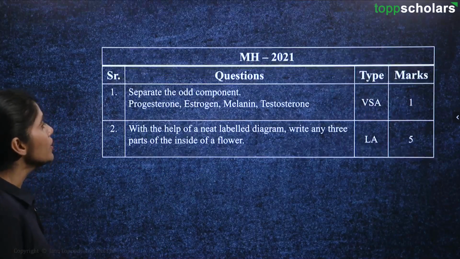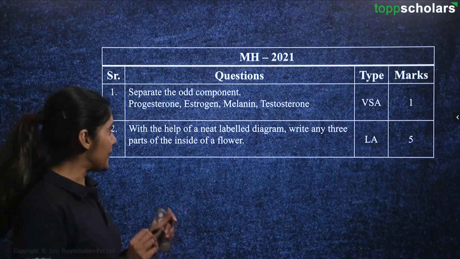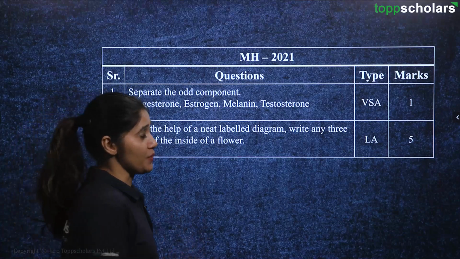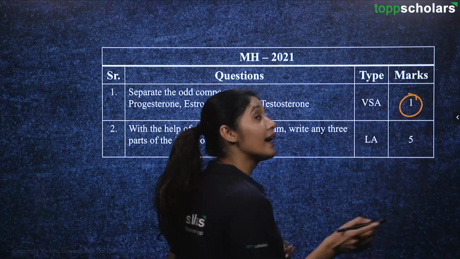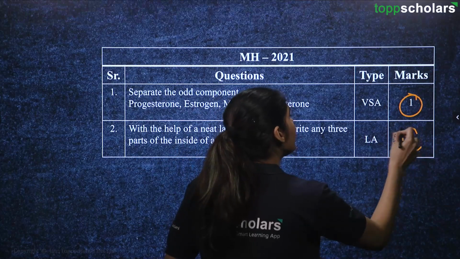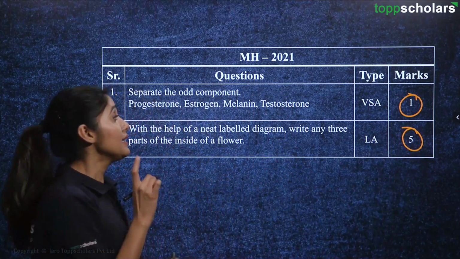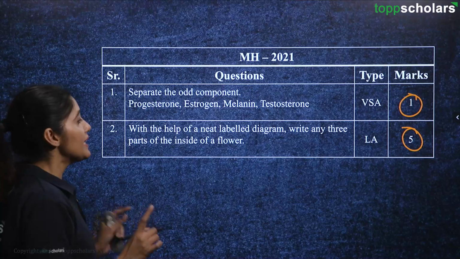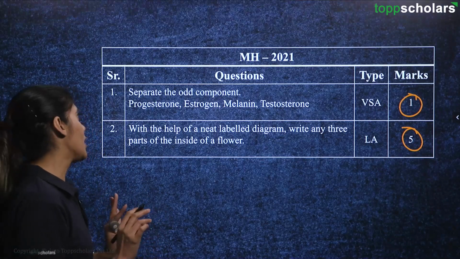Now, let's move on to the year 2021. Here we have two questions. One is of 1 mark and the other one is of 5 marks, right, in the year 21. So, let's first see the 1 mark question.